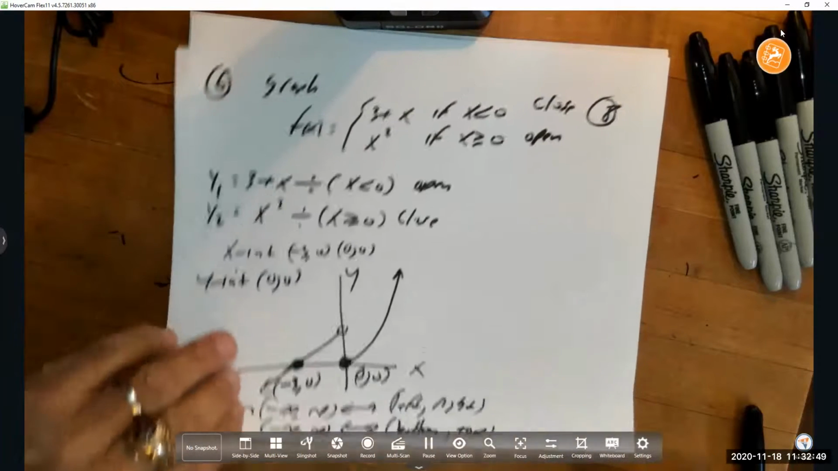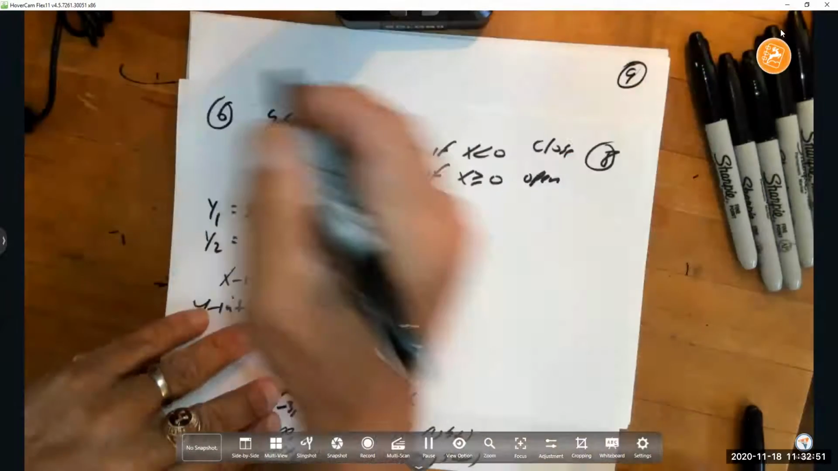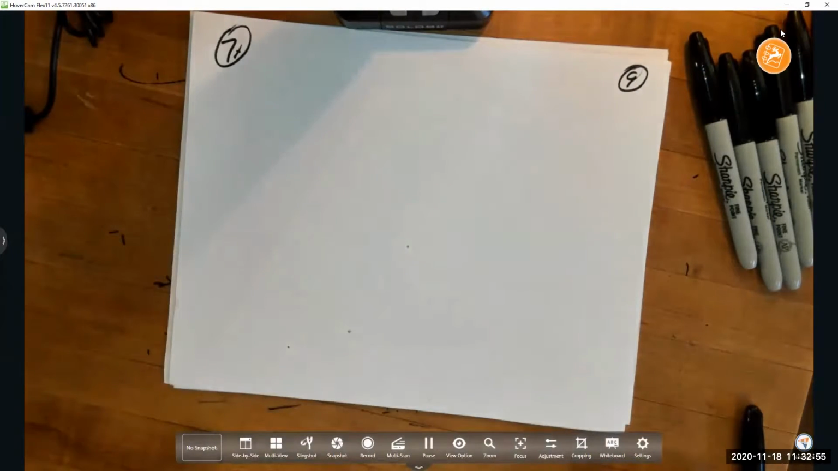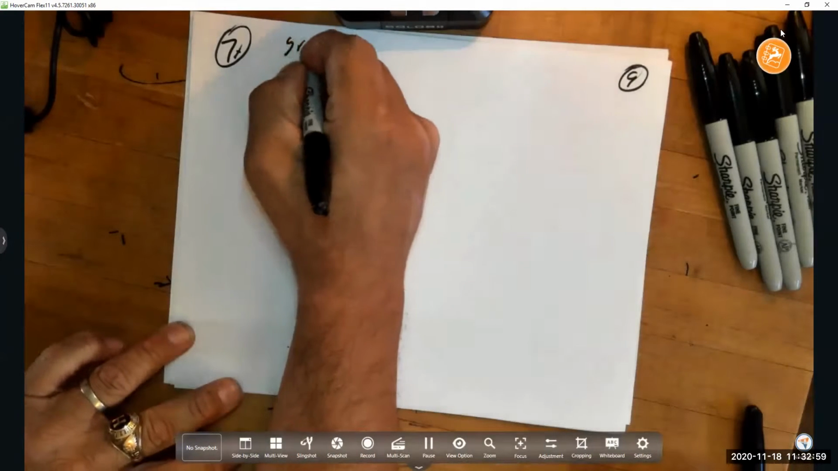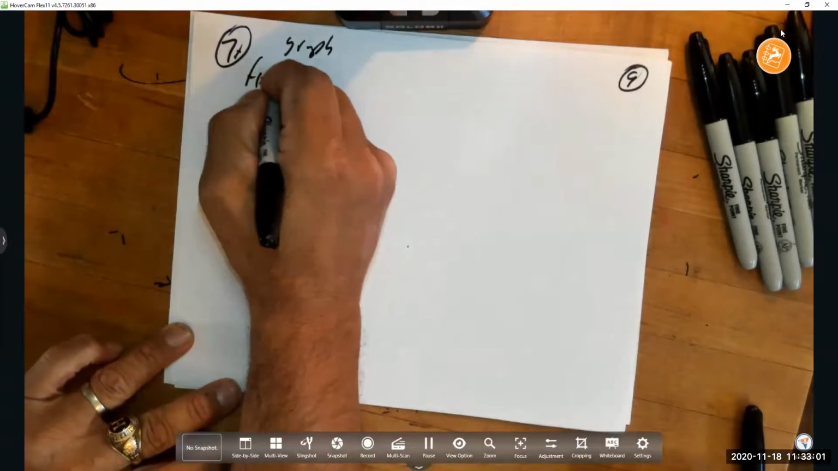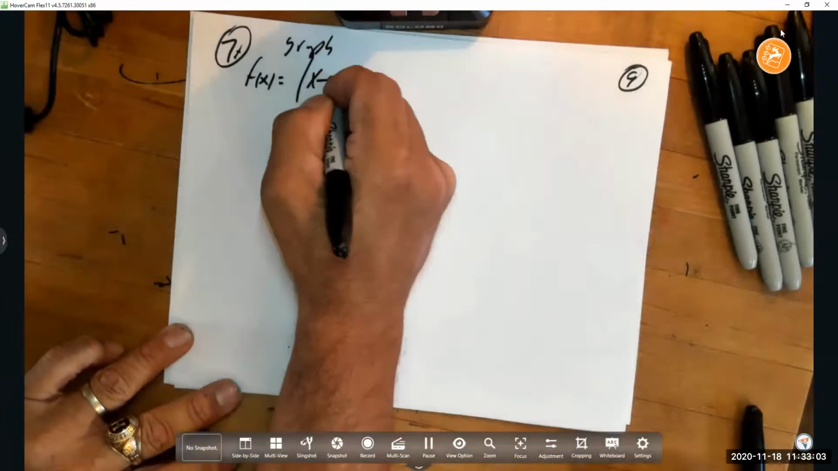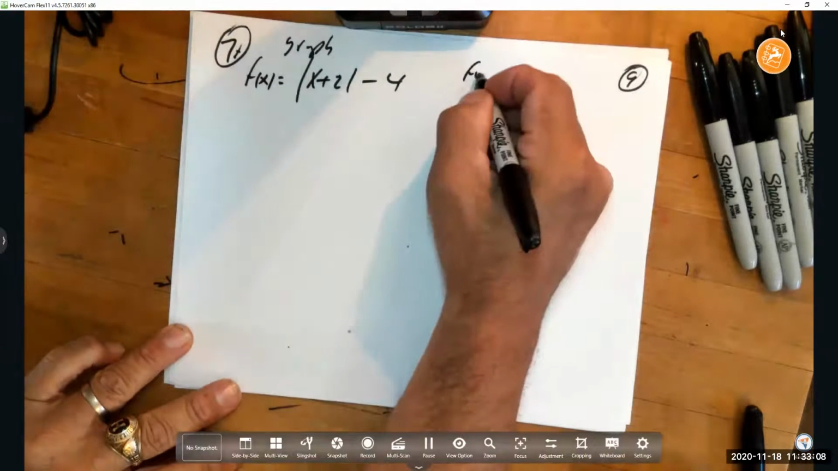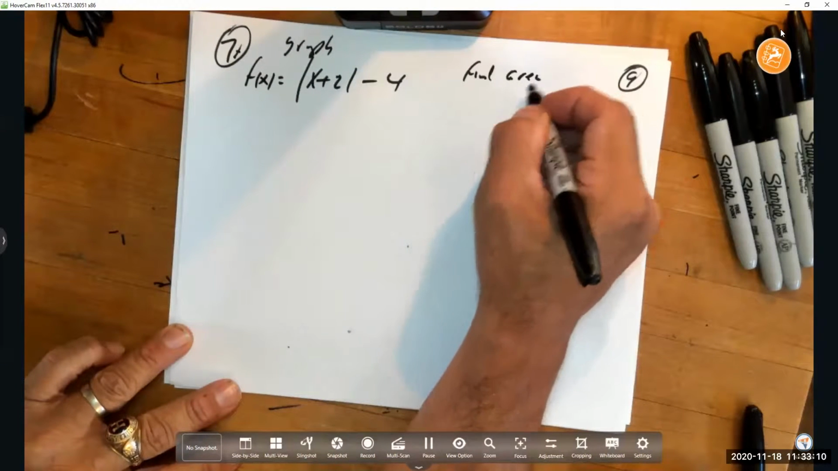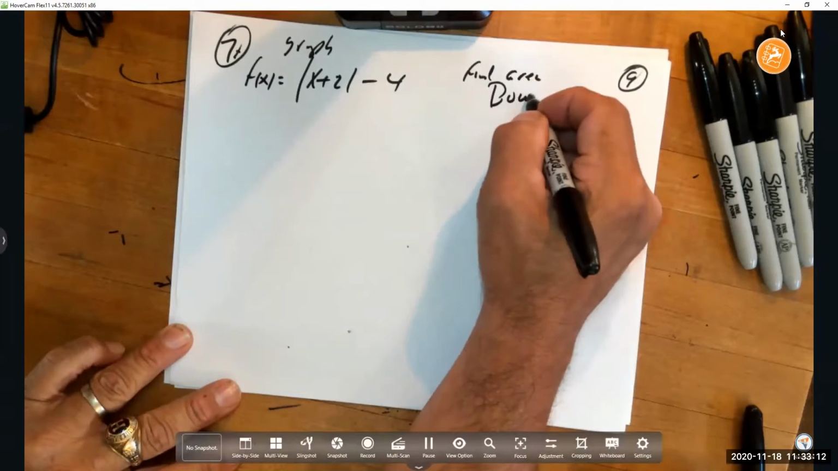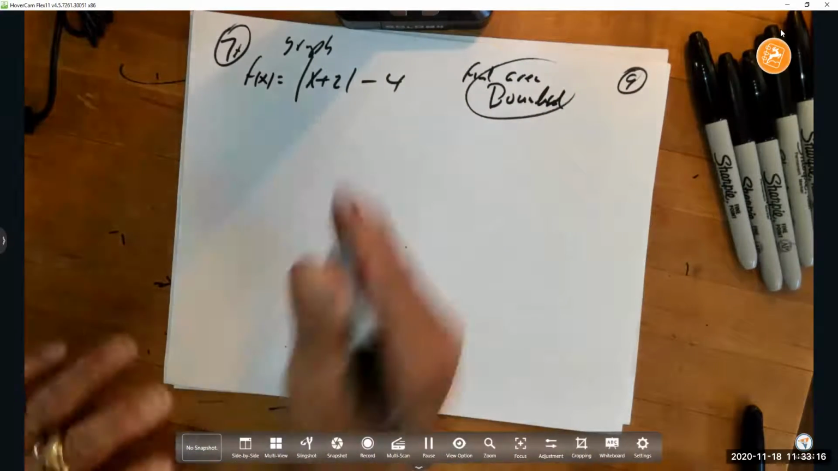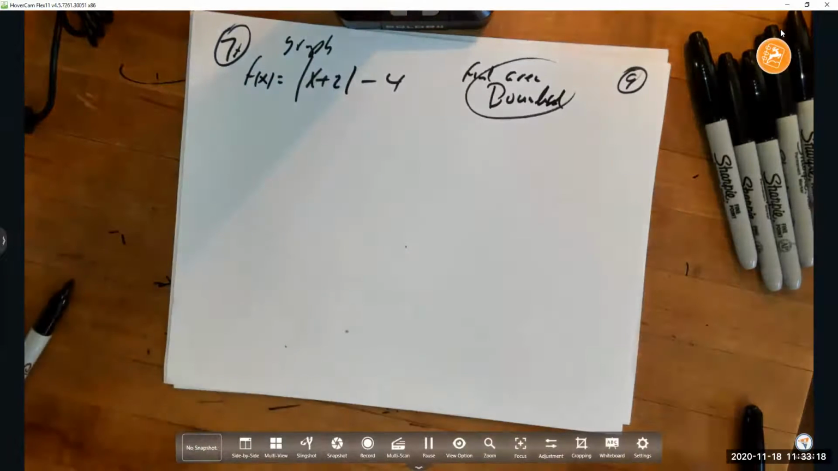Let's go to the next question. 7. Number 7 says graph of x has the value of absolute value of x plus 2 minus 4. And it says find the area bounded. Okay, let me do this first. Let's graph this right here.